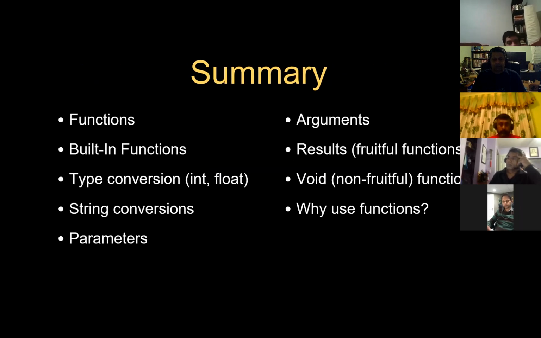So the summary is, we talked about functions, arguments, built-in functions, then we talked about results, meaning fruitful functions. We talked about type conversions, integer and float, meaning you can convert a string value to an integer using int, and you can convert an integer value to a string using str. When you convert a string to an integer, if the string doesn't contain a numeric value, it will give an error. We talked about string functions, why we use functions, and the difference between arguments and parameters. So that covers the second lesson.